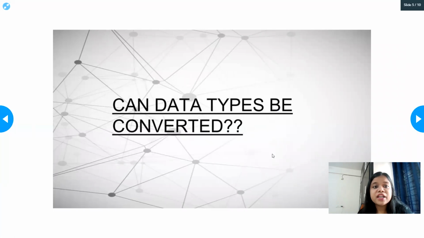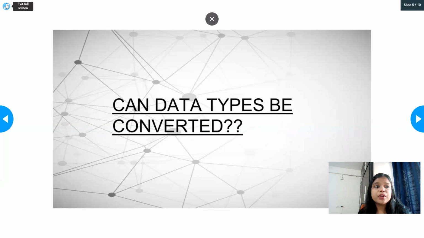Can data types be converted? So we saw four main data types available in Python. Now my question is, can they be converted? So let's look if they can be converted, and let's look at it practically. Let's code them.